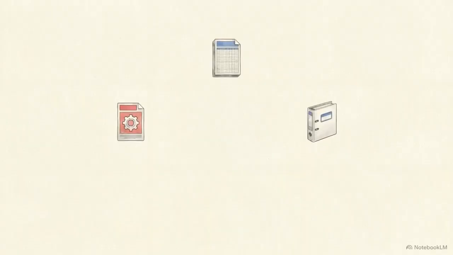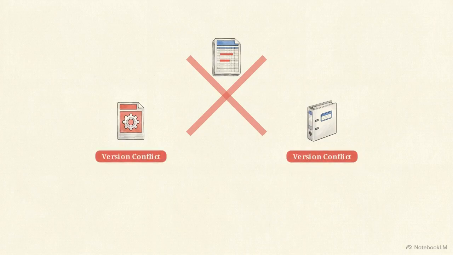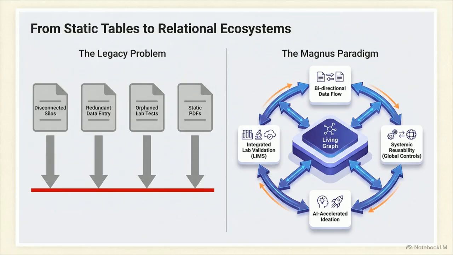Because these documents can't communicate with one another, engineers are forced into redundant data entry. A design change in one file doesn't propagate, leading to conflicting revisions across departments and laboratory tests that become completely disconnected from the current design. This graphic contrasts the approaches. On the left, the legacy problem of isolated data silos hitting a hard baseline.